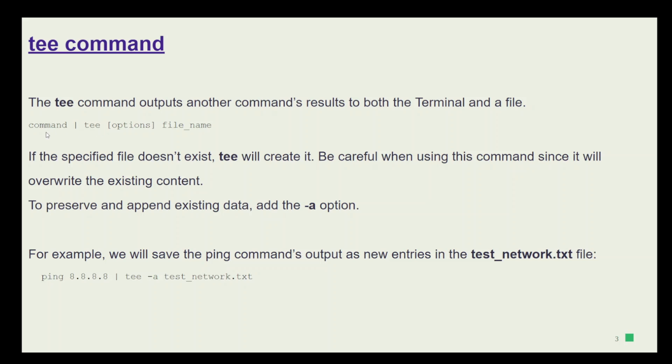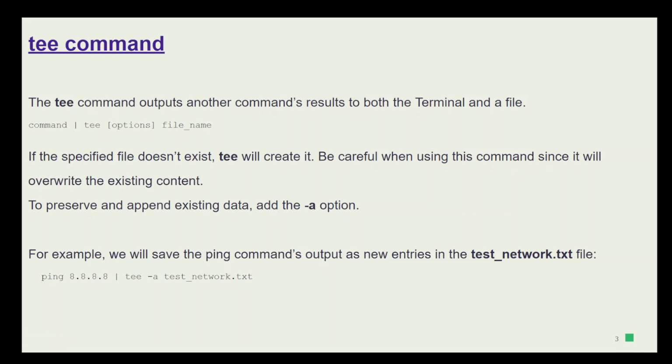So it will return the result on the terminal, plus it will write the output into a particular file. We should be very careful: if the file has some content, it may be overwritten. To stop this behavior, we can pass the flag dash a. The dash a flag will help to preserve the existing content and append the new content to it. Okay, so this is the tee command.